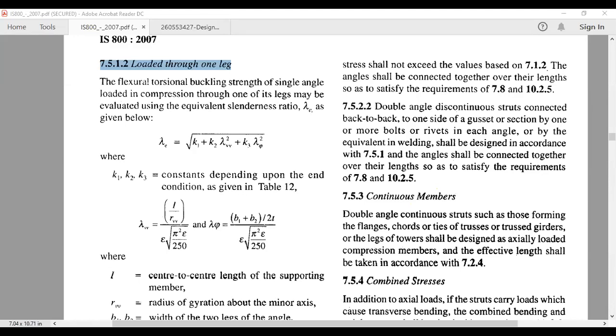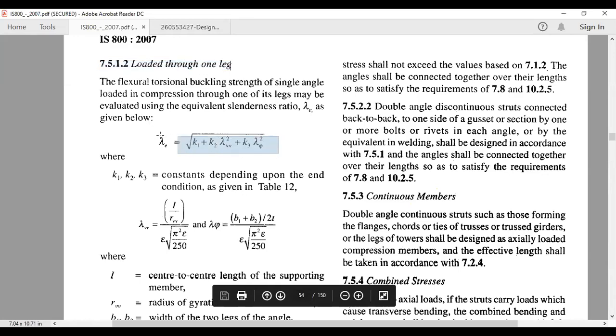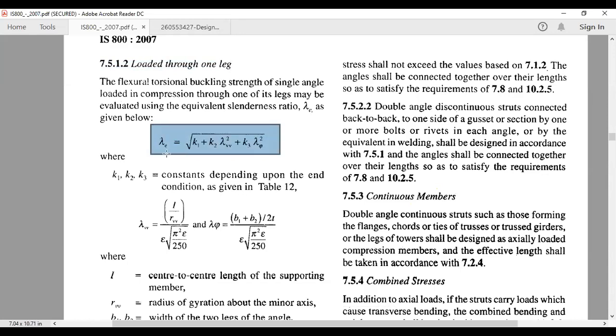So for these single angles loaded through one leg only, what we have to do? Here you will be calculating the equivalent slenderness ratio, lambda E. We will not go for calculating lambda, the non-dimensional slenderness ratio. Instead, we'll calculate this equivalent slenderness ratio, lambda E.